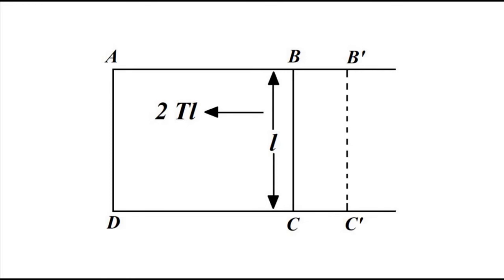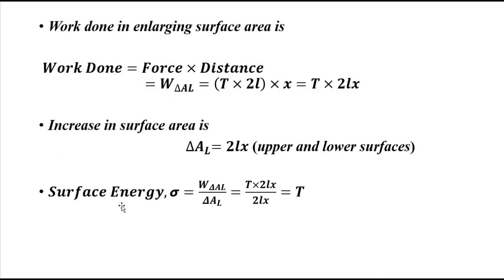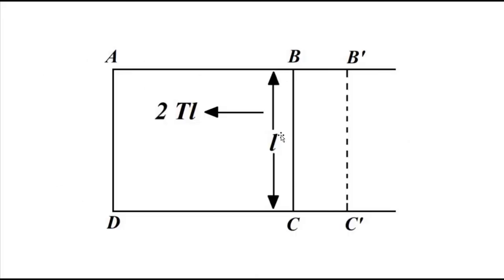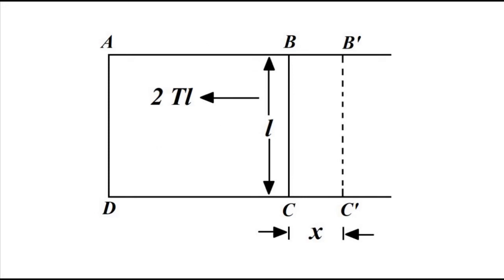And here surface energy is given as the work done to increase the surface area. Work done is force into distance, so it is T into 2L into X. This distance from the original BC to B dash C dash is equal to X. So here let us try to understand.